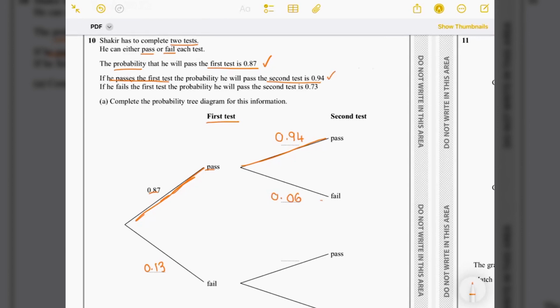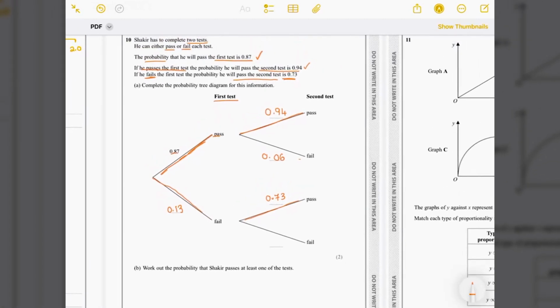The probability that he will pass the second test is 0.73 if he fails his first test. So if he fails his first test, the probability that he passes is 0.73, which again means that we can figure out the probability of him failing it. So it's 1 minus 0.73.